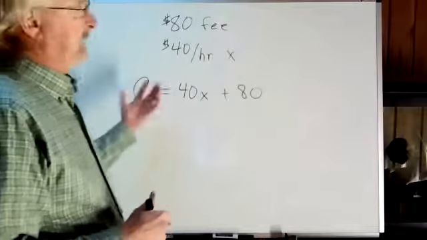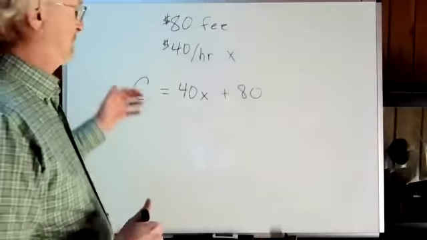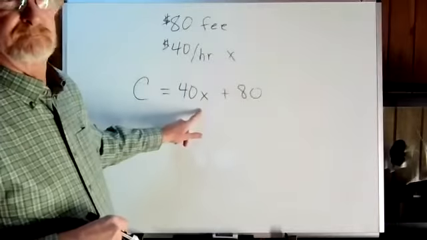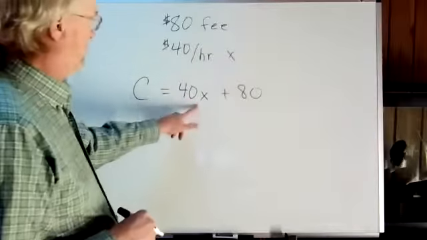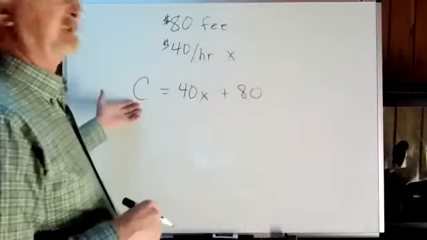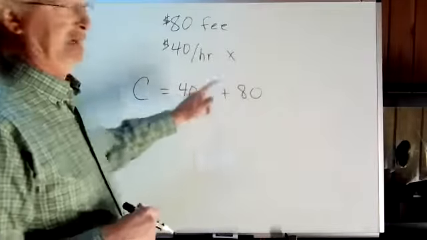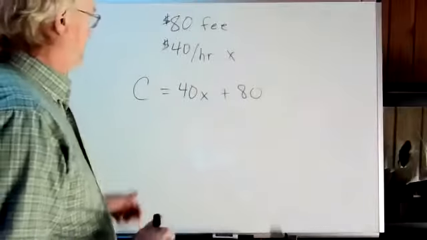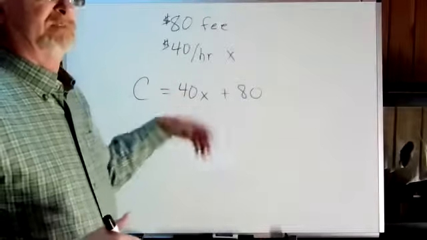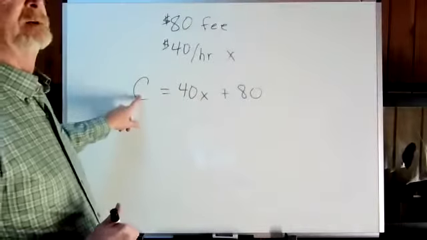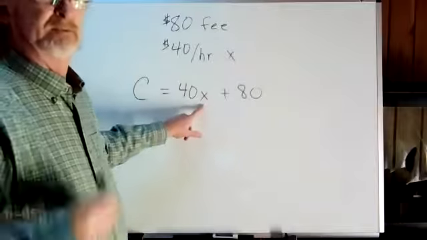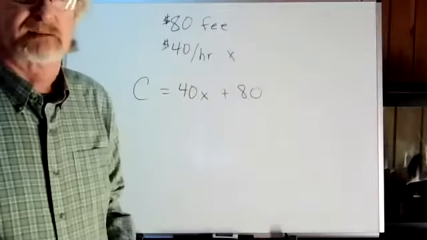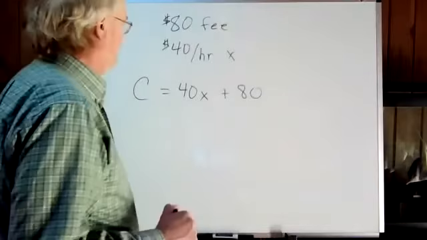But here now I have a relationship that I can use no matter how many hours this person works. If it's 1 hour, it's going to be 40 plus 80 is my total cost. If it's 2 hours, it's going to be 80 plus 80. 160 would be my total cost. So these actually are 2 different variables, and my final value depends on whatever value I put in for this other variable.